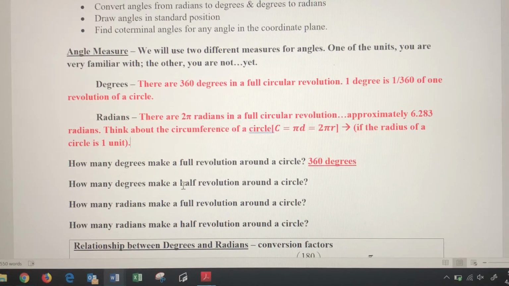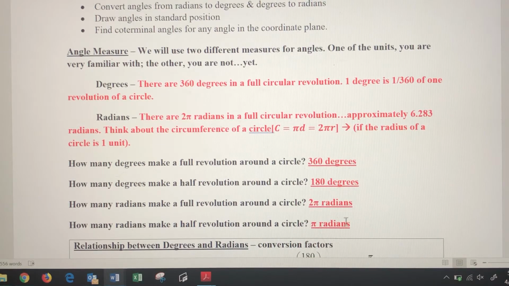Based on degrees, a full revolution we know is 360 degrees. A half revolution would be half that, or 180 degrees. In radians, a full revolution is 2 pi radians, and the half revolution would be pi radians. So what this tells us is 360 degrees is equal to 2 pi radians. 180 degrees, therefore, has to be equal to pi radians.